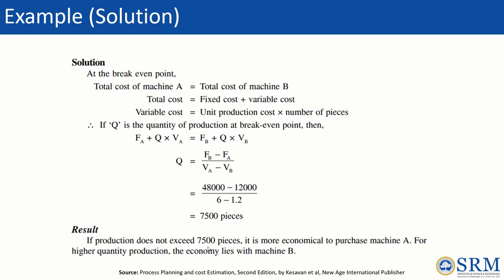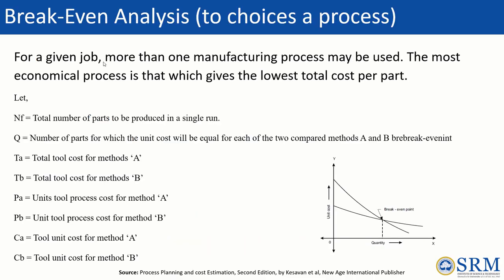So if the production does not exceed 7,500 pieces, it is more economical to purchase machine A. For higher quantity production, the economy lies with machine B. This is the inference for this problem, where we have to select between the different machines. So for a given job, more than one manufacturing process may be used. The most economical process is that which gives the lowest total cost per unit.